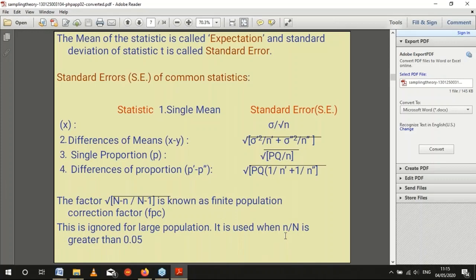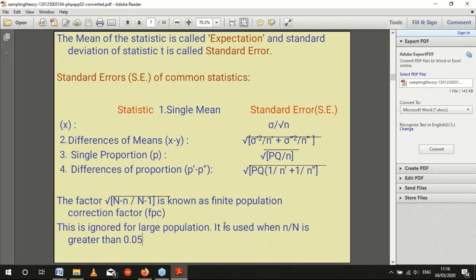So the factor N minus n all over N minus 1 is known as the finite population correction factor, FPC. You can see that on the slide, on the table. Thanks to the man in the studio that is following me. Mr. Yomo, I greatly appreciate that. Now, this is ignored for large populations. This formula I just quoted is ignored for large populations. It is used when the sample size n all over N is greater than 0.05.